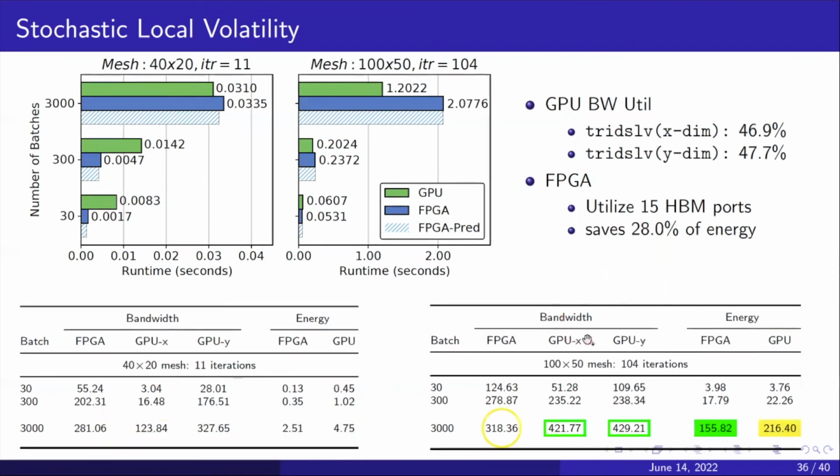And when it comes to bandwidth and energy consumption of the larger mesh, FPGA reaches around 318.36 gigabytes per second, and GPU's X and Y solves also reach a good bandwidth of 421 gigabytes per second and 429 gigabytes per second. And when it comes to energy, FPGA saves over 28.0% of energy consumed by GPU.